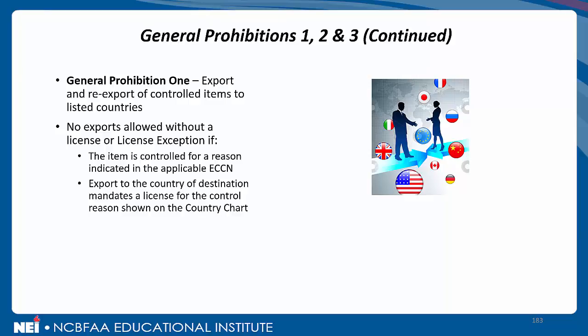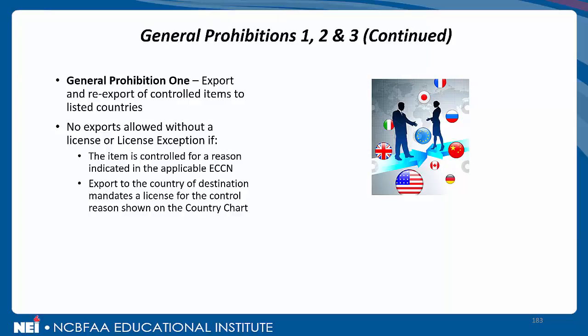The item is controlled for a reason indicated in that specific ECCN. We were looking at 5A001, 3A001, and 6A003, if again my memory serves me. In each one, there are reasons for control listed there. Second sub-bullet point, no exports allowed without a license or license exception if export to the country of destination mandates a license for the control reason shown on the country chart.